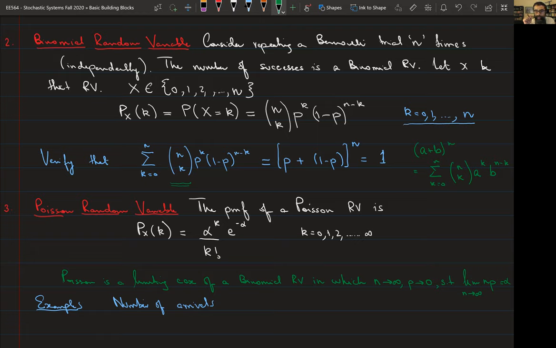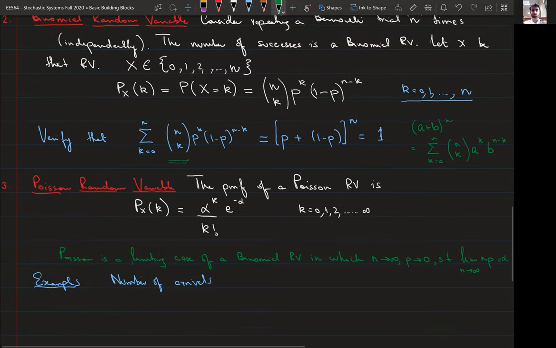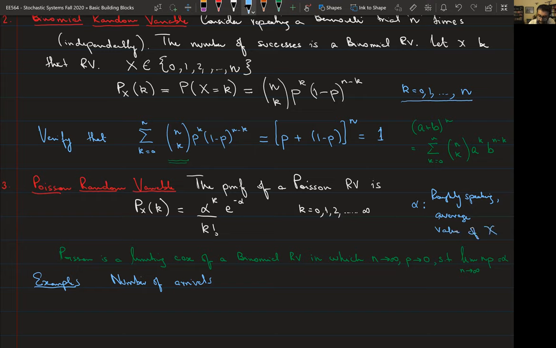Okay. Acha, there was this question, which is an important question. Sorry for me to miss out. What is alpha here? So alpha, we're going to talk about this in more detail in the next chapter, or maybe the one after that. But alpha, roughly speaking, is the average value of X. Generally speaking, there's some parameter, and what that parameter represents is some average value.